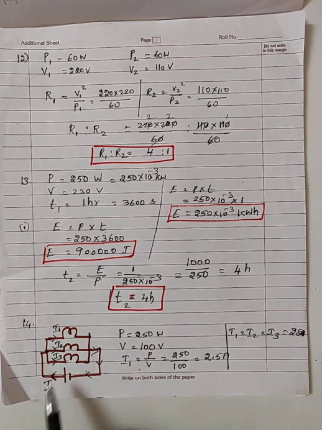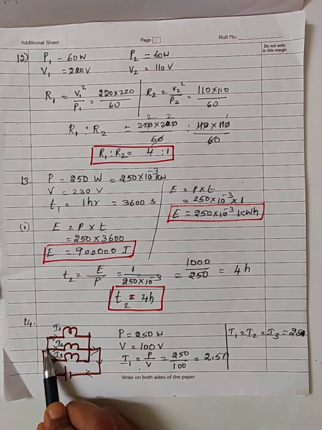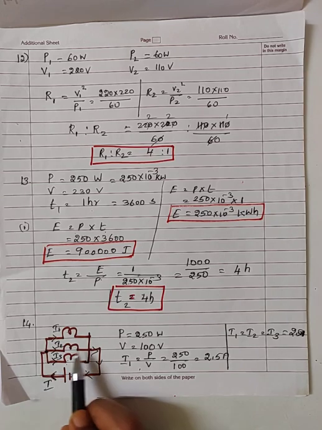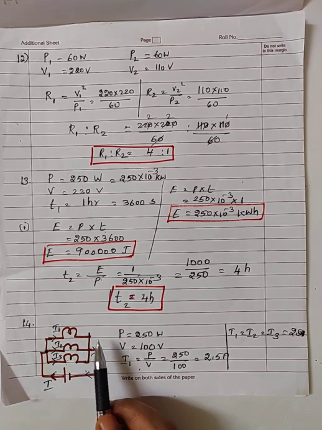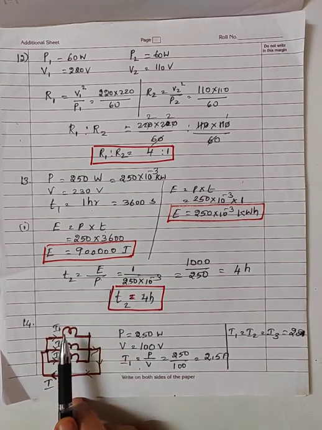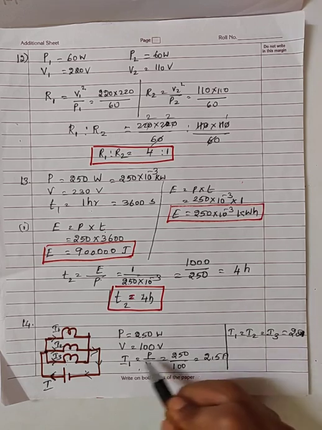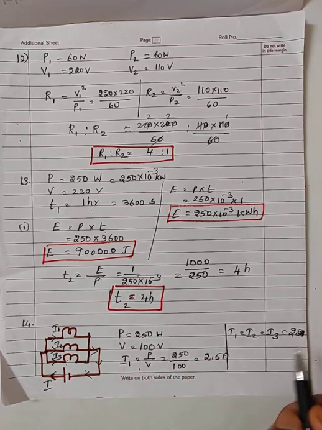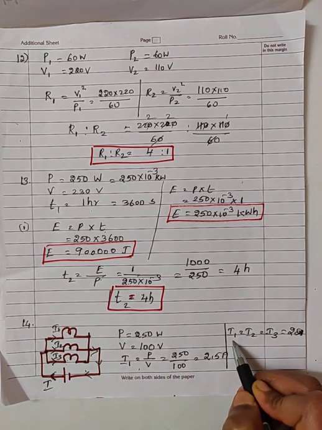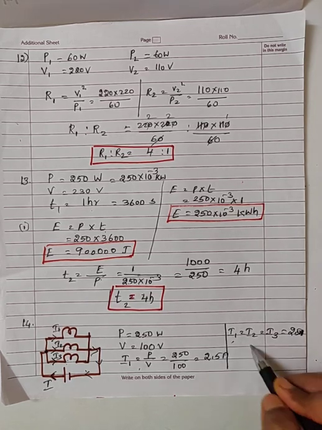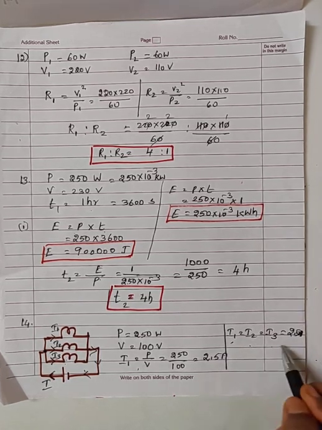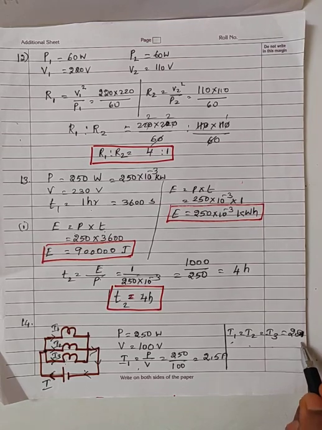Okay, understand the meaning, because the current is branching out. Whatever current is drawn from the cell, the same current will not flow through the heaters because they are connected in parallel. But the power rating and the voltage rating of all the three heaters are the same. The safe current limit for all the three heaters is the same. So if I take I1 as the current flowing through the first heater, I2 the second, I3 the third, all the three are equal, which is equal to 2.5 ampere.